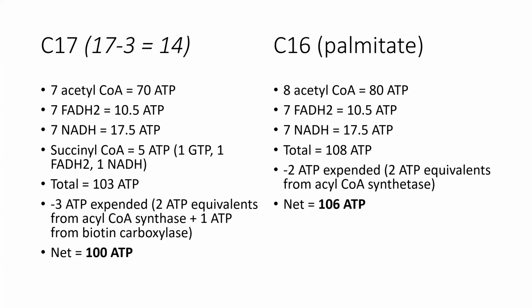You still have 7 cycles of cleaving off acetyl-CoA, so you have the same number of FADH2 and NADH generated as C17. So here you have a total of 108 ATP. You also expend only 2 ATP because you don't need biotin carboxylase. You only use the 2 ATP for acyl-CoA synthetase. And so your net ATP generation is 106.